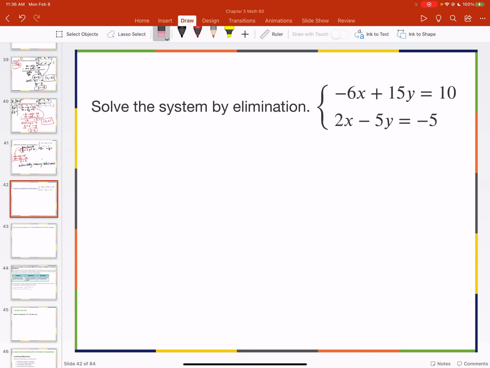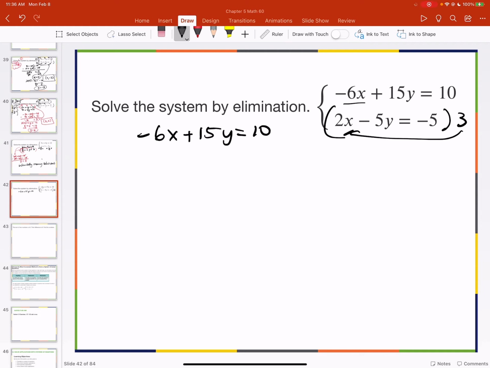Okay, so let's do another one. I think this is a similar one. So here, let's go ahead and try to eliminate the x. So let's multiply the second one by 3. So on the top, we get negative 6x plus 15y is equal to 10. That's the top equation. And then in the bottom, I'm distributing this 3. And I get 6x minus 15y is equal to negative 15.